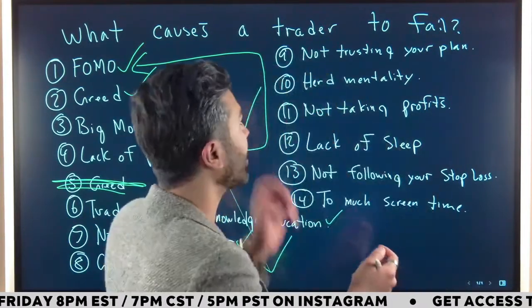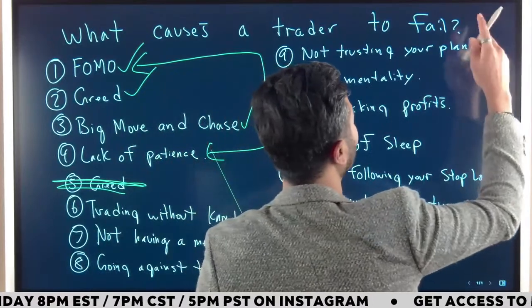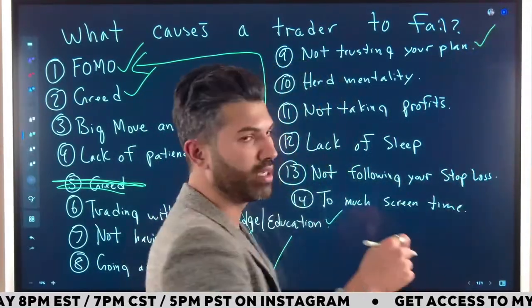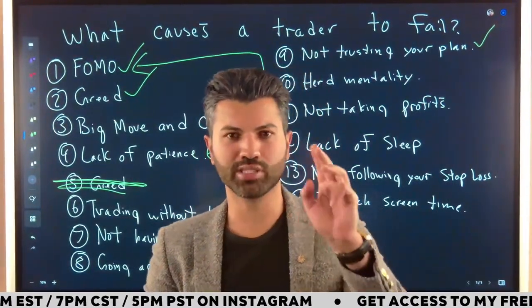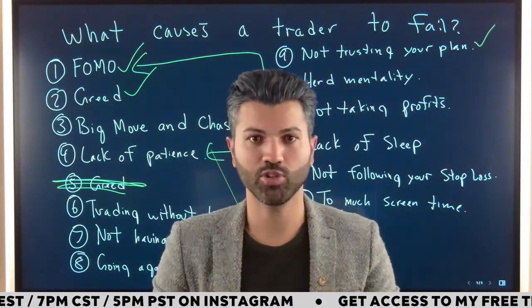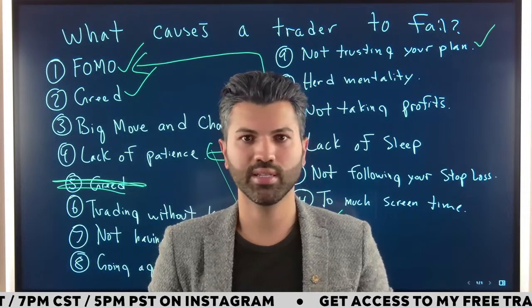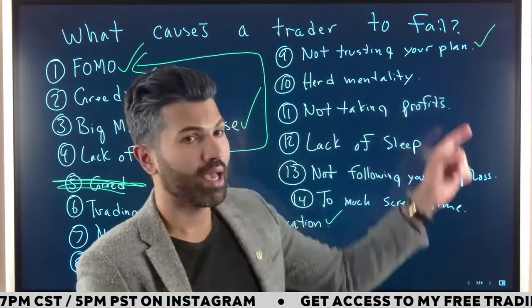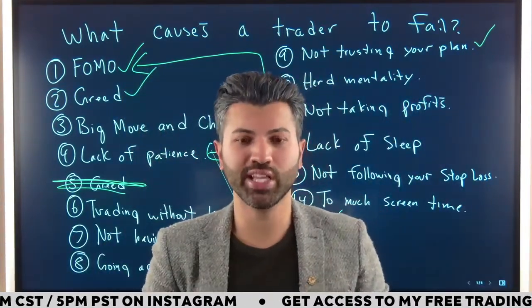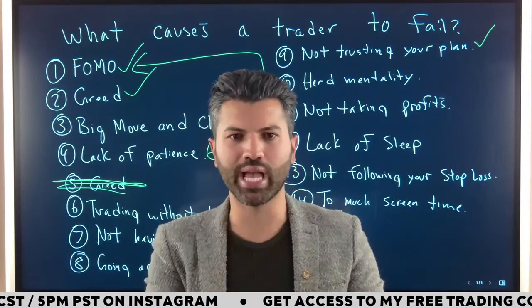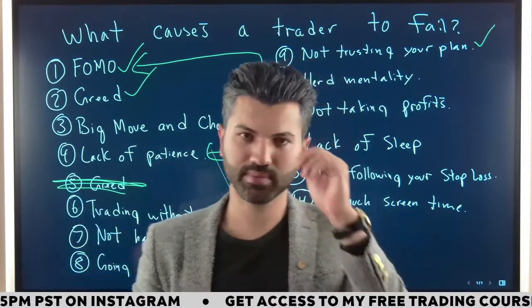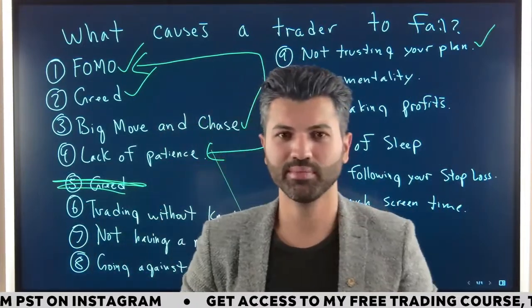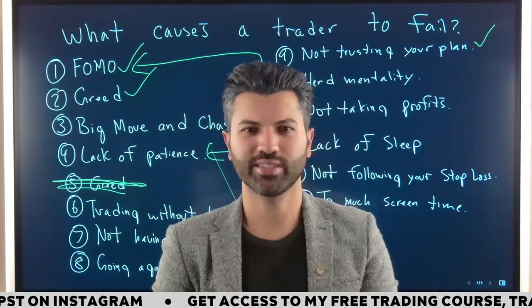All right, let's go. Next one. Number 9. Not trusting your plan. You must write down your entry, your exit, and your stop loss before you take a trade. You must. Because the only way you'll trust it is if it's in front of your face. You'll be like, oh yeah, I wrote that. Because when the trade happens, your emotions have officially taken full control. You're not breathing properly.